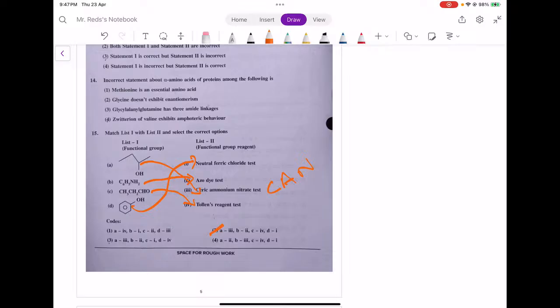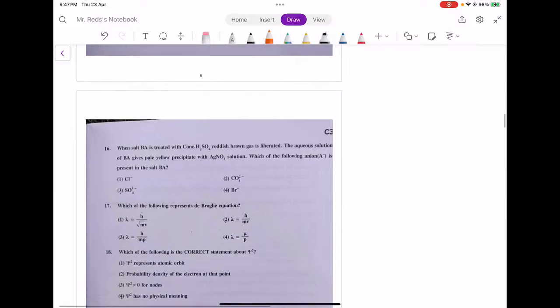Next, aniline, azo dye test. B is 2. C is 4, Tollens' test. D is 1, neutral ferric chloride test. The answer is 3. Option 3. Students, go to the next question.